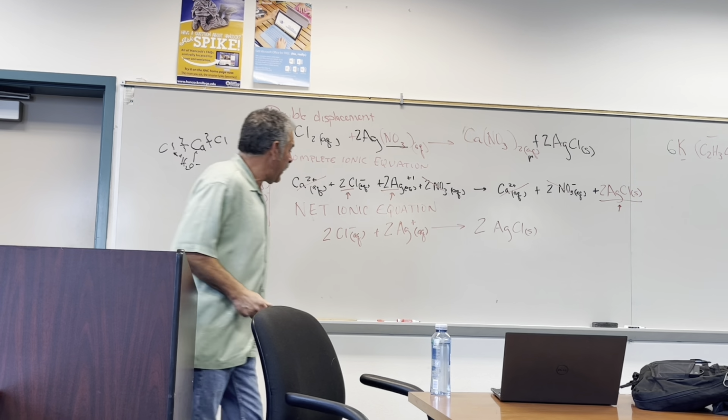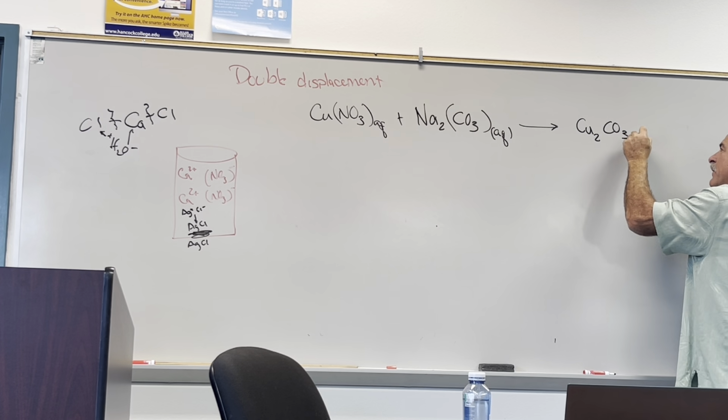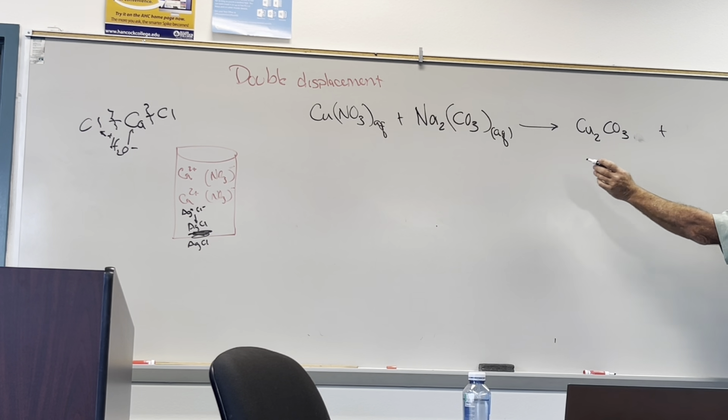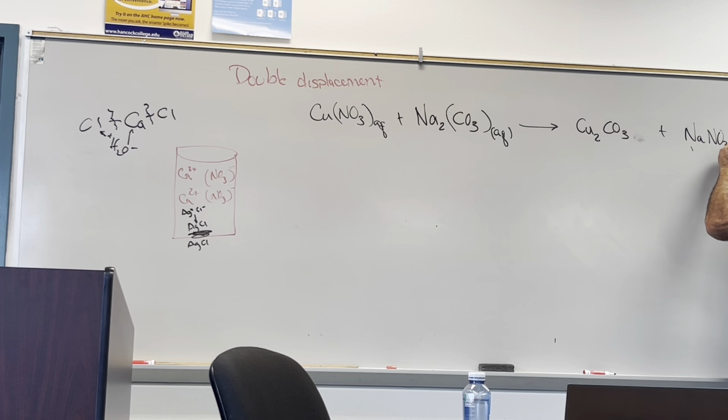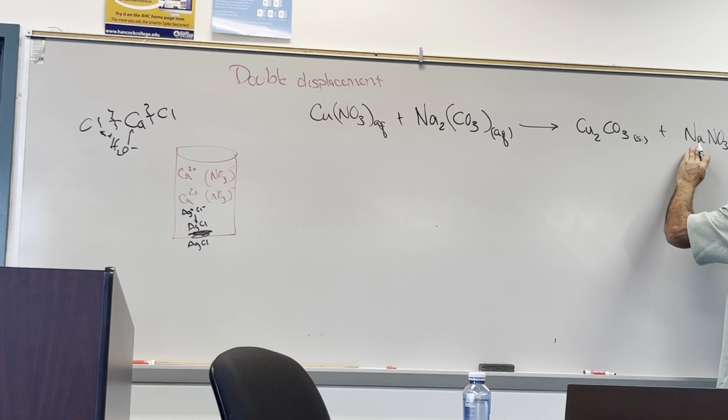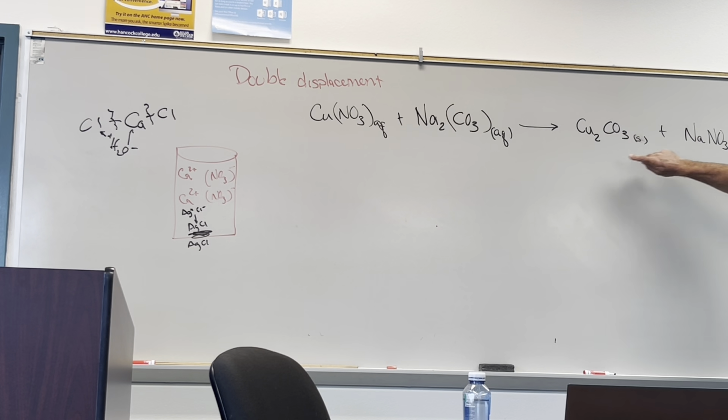Okay, so to do the double displacement, which we do with all solutions, we're going to swap ions. Copper goes with carbonate. And then sodium goes with nitrate. And all nitrates are soluble, so we know this is AQ. We look up and carbonates are not soluble very often. So that forms the solid. Now we just have to balance.